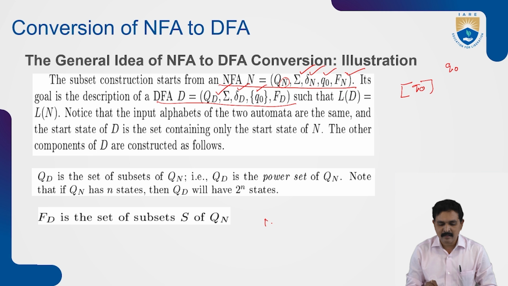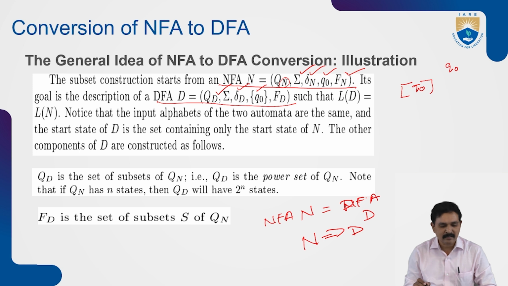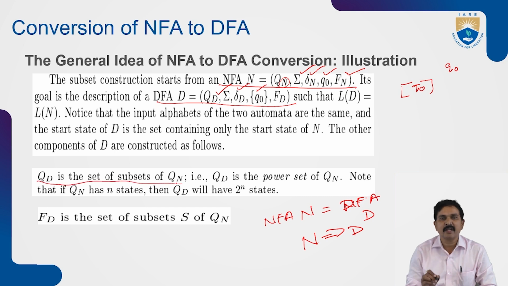So you have to convert the given NFA N to the DFA diagram D. That is the idea. What are the common things? Where are you getting the set of subsets? QD, the states in the DFA, can be obtained as the subset values of Qn. This is called subset construction.